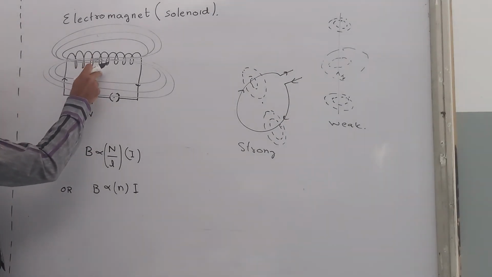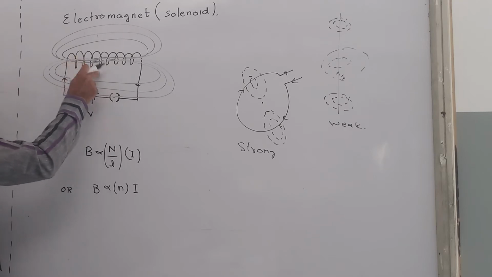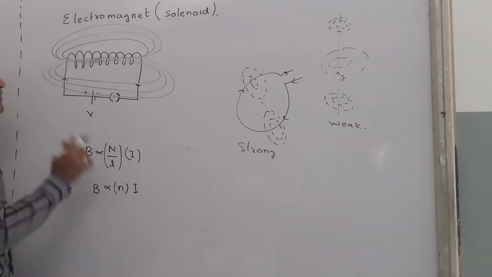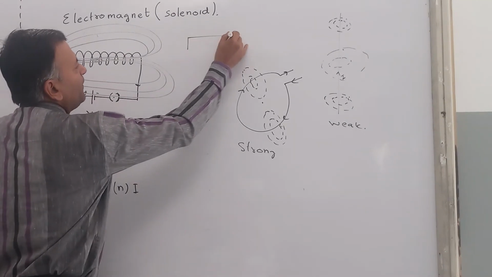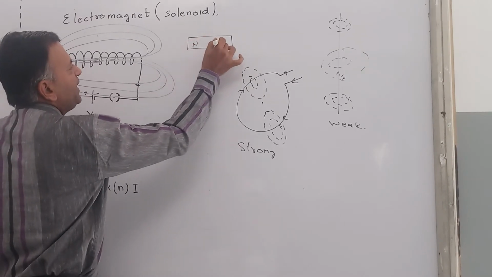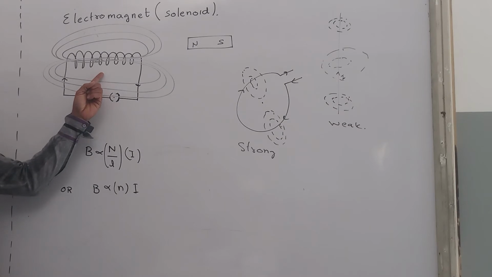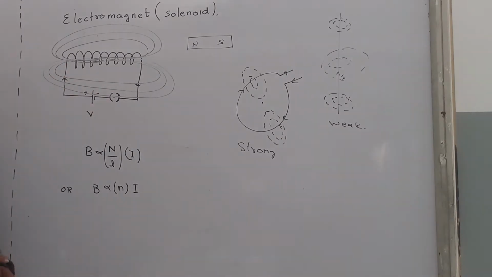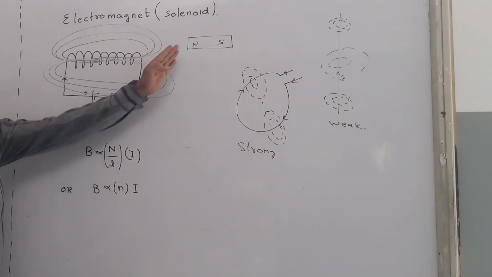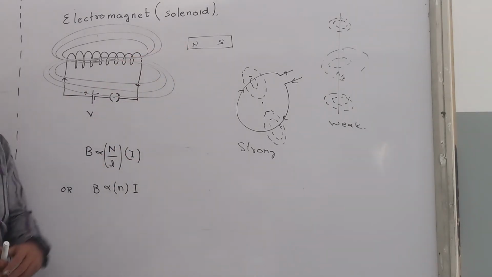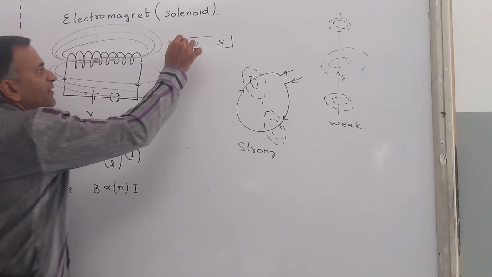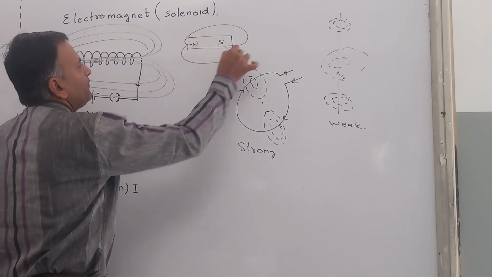The magnetic field of this solenoid or this electromagnet is very similar to the magnetic field of a bar magnet. By doing this, the field we get can always be compared with the magnetic field of a bar magnet. Okay, here also the field lines are like this.